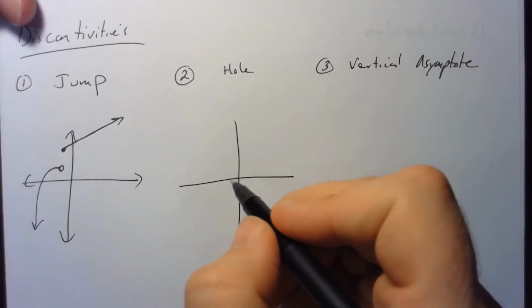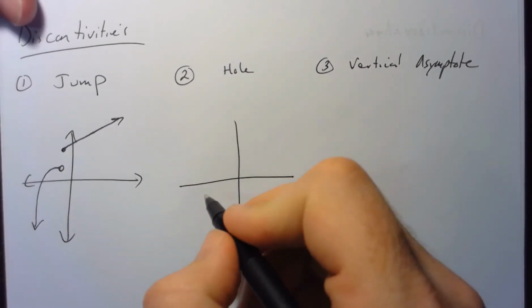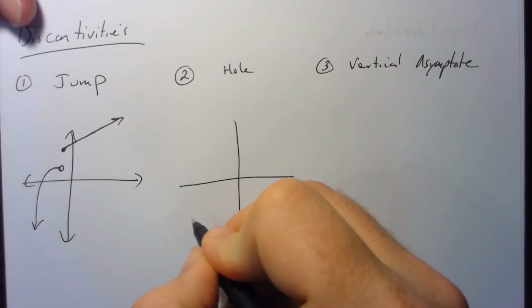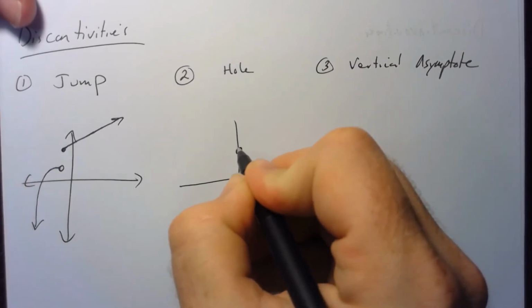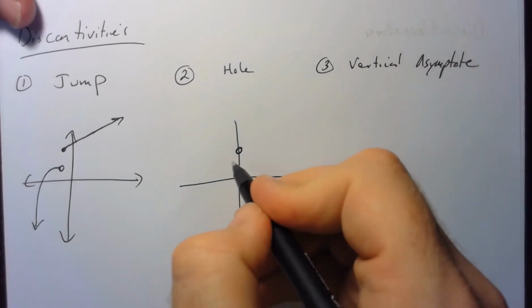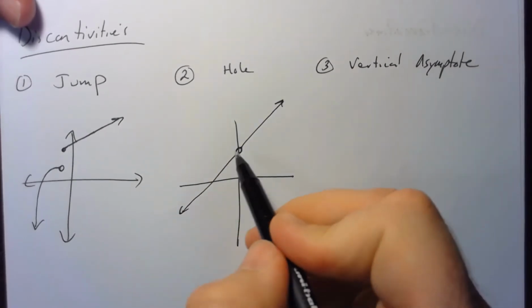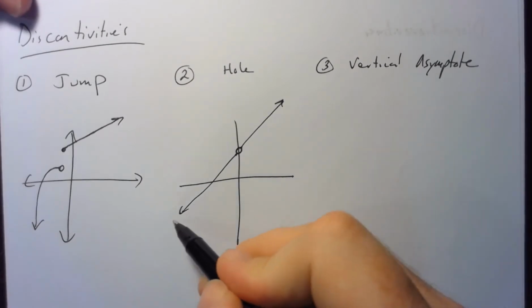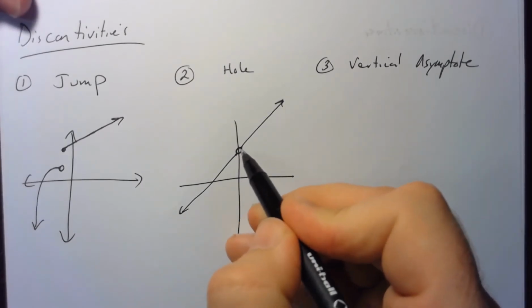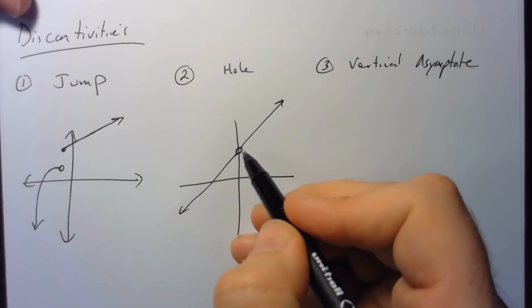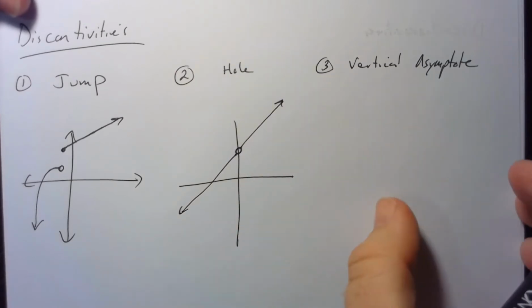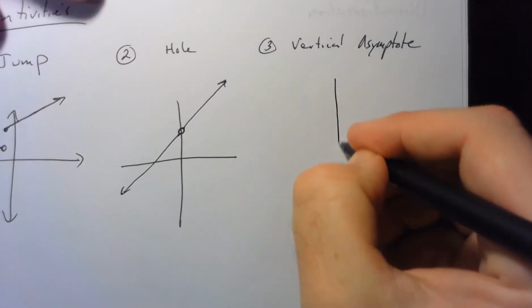The hole discontinuity does seem as though you're going to have to pick up your pencil, but logically it's just that there's a single point in the graph that doesn't actually exist. So if I draw an open circle there, and I draw another linear function that passes through that open circle, such like this, that is a hole discontinuity. There is an entire function of values here where there's just one point in the entire function that doesn't actually exist there. The third type of discontinuity is a vertical asymptote.